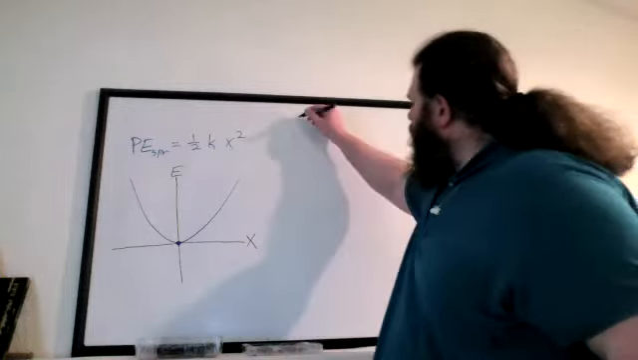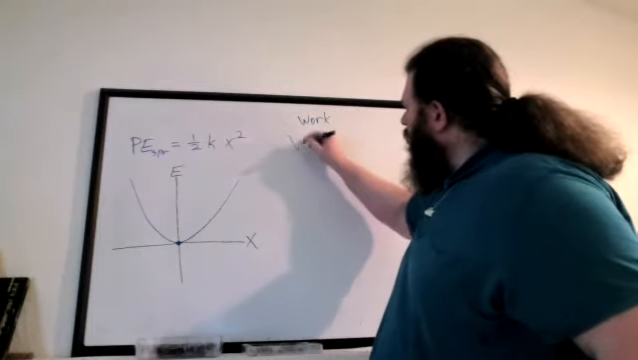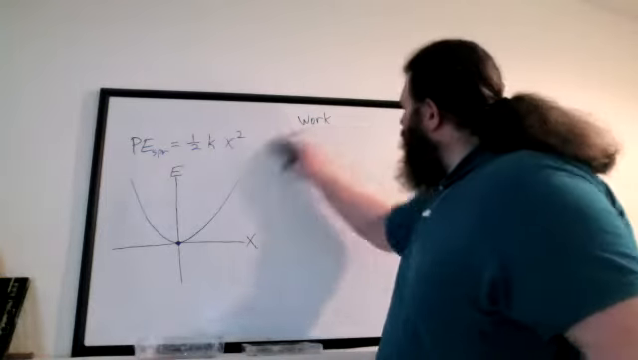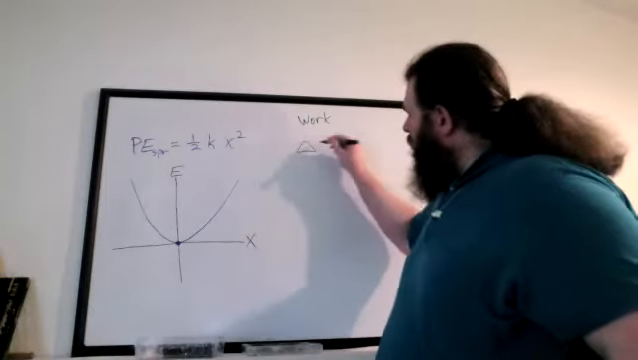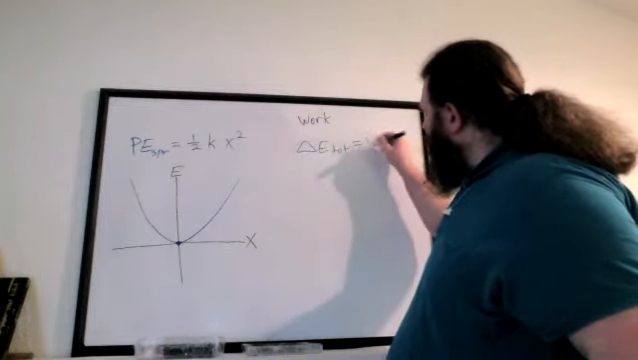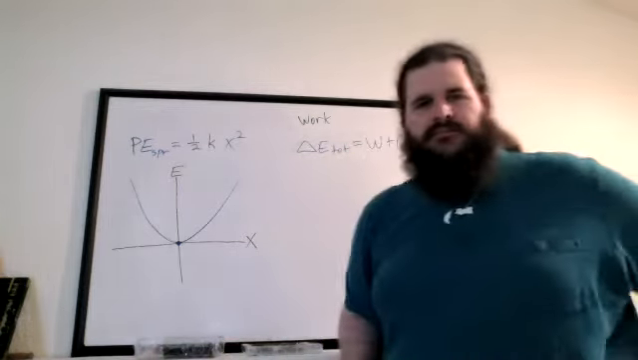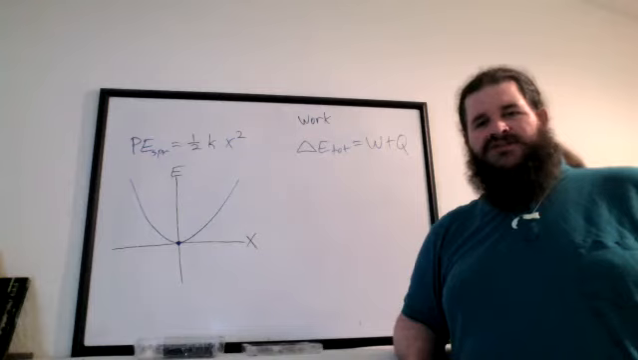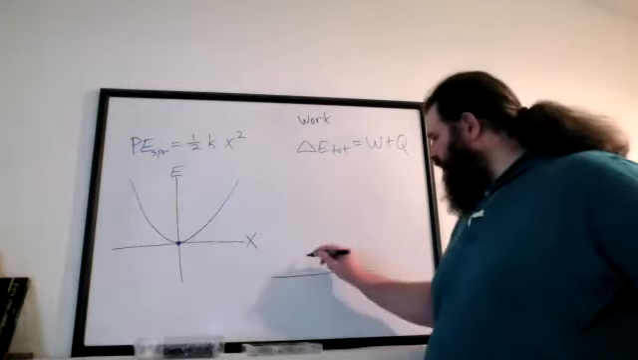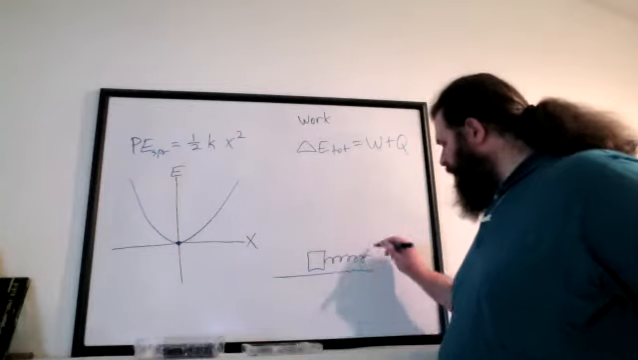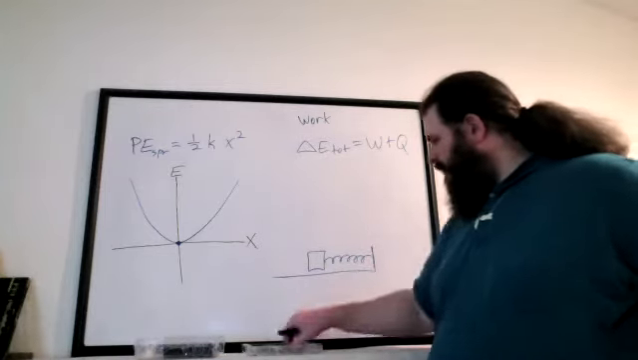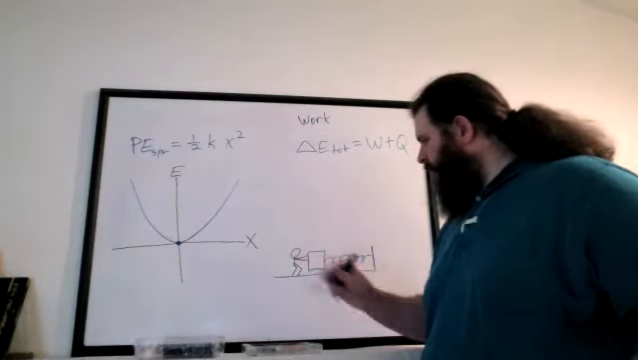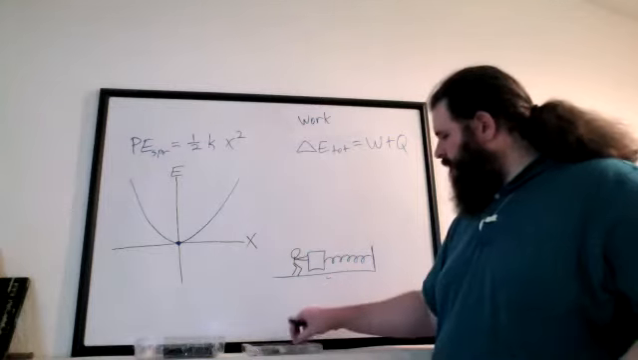So if we go back to the idea of work, work is a transfer of energy. In fact, more generally, we would say that in an open system, delta E total is work plus heat. But let's simplify this. Let's say we set up an experiment where we only want to make one change. Like let's say you've got this object attached to a spring. And what you're going to do is you're going to push on this. You're going to apply a force.